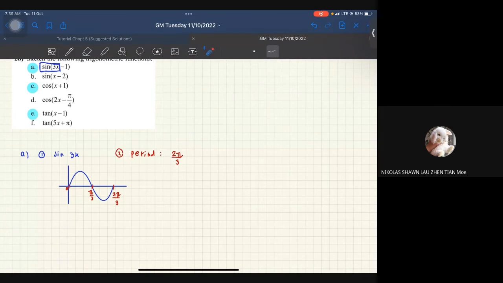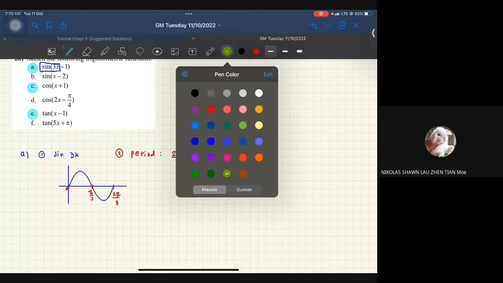So you don't really have to find this one and this one. No need to find them, because they are not x-intercepts there. They're not important. Okay, so that is my second step. My last step will be the shift part. So in purple this time. Okay, so my third step is the shift part.